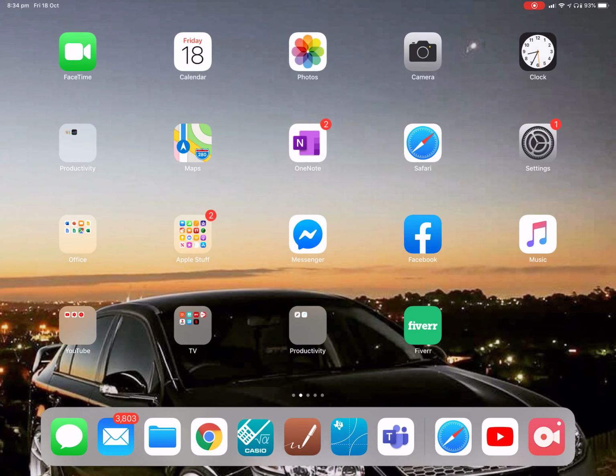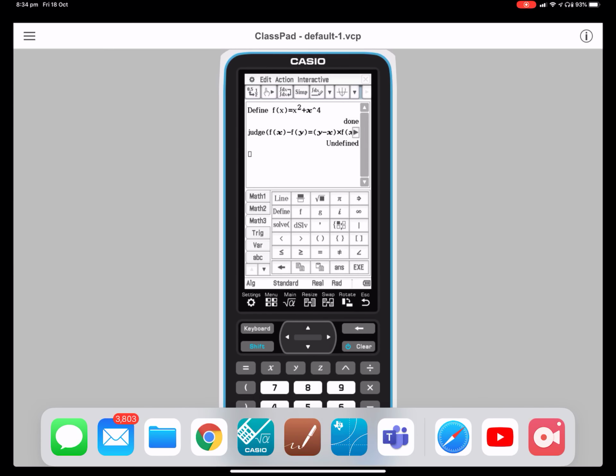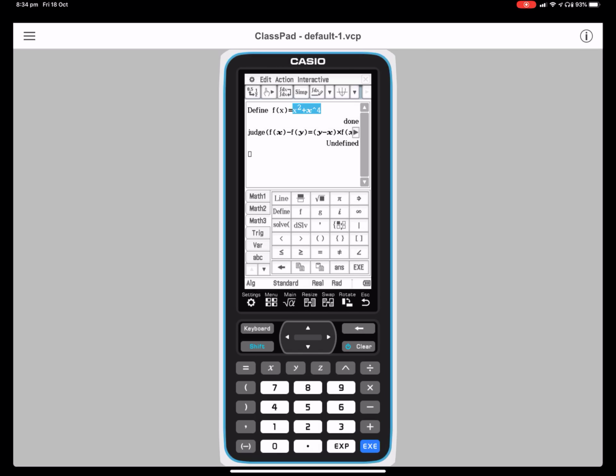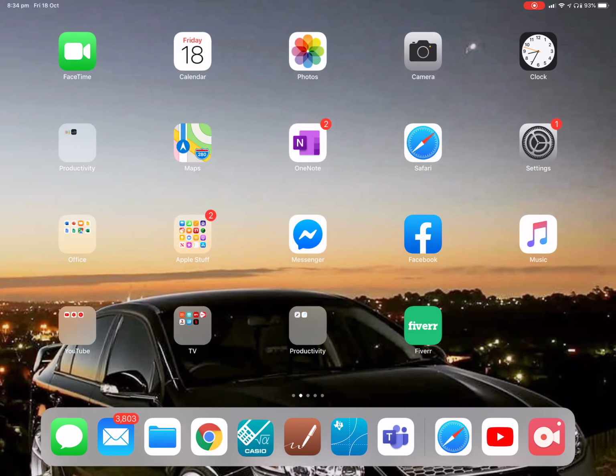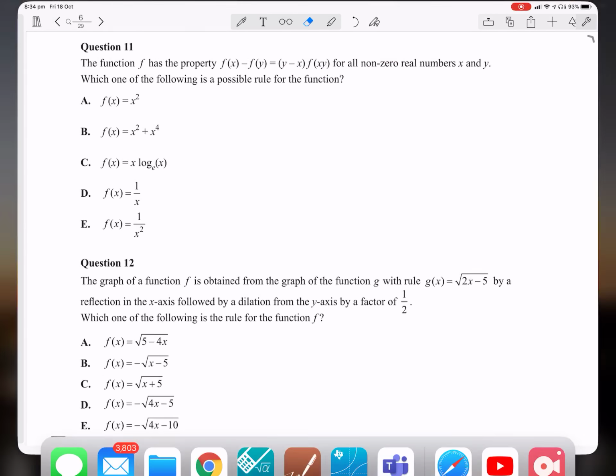It says undefined. Next one, x squared plus x to the 4. Still undefined. Just hit enter. x log x, x times natural log of x. Still undefined. 1 on x.